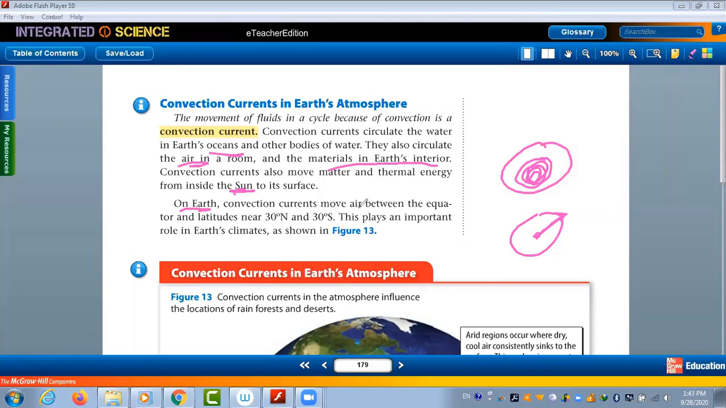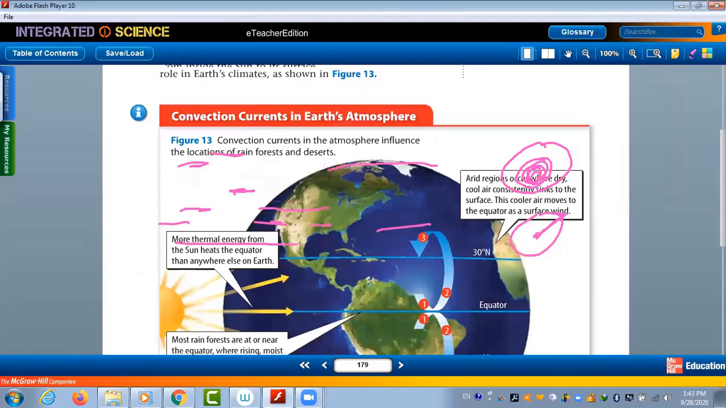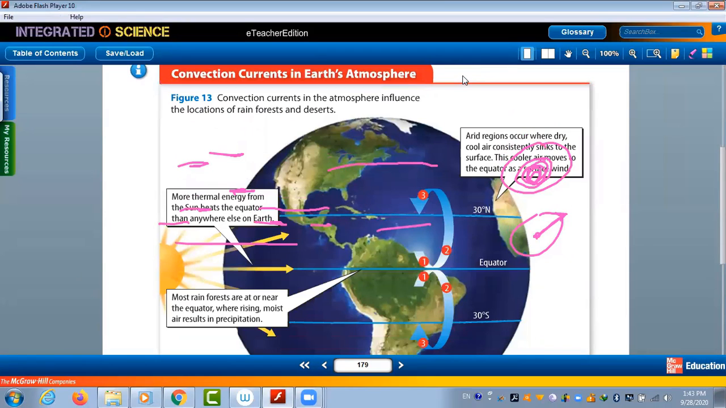Also on the surface of the Earth, convection currents move air between the equator and near the north 30 degrees, and near the south. And this plays an important role in our climates. Okay, so here we only have to know the meaning of convection current. This causes many phenomena in our daily life, like what's happening inside Earth or our atmosphere, or inside your room, what moves the air: convection currents.